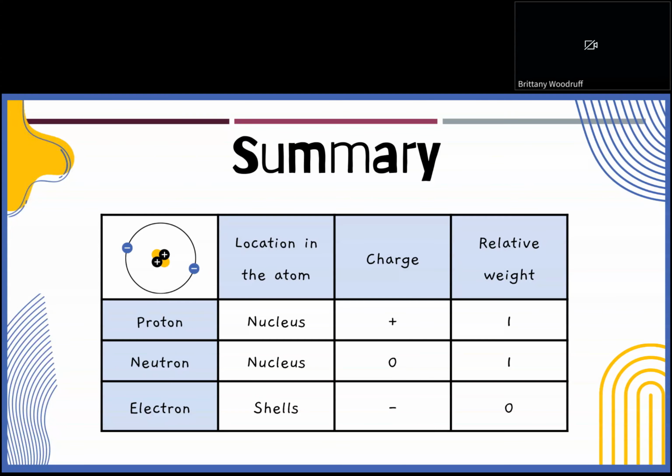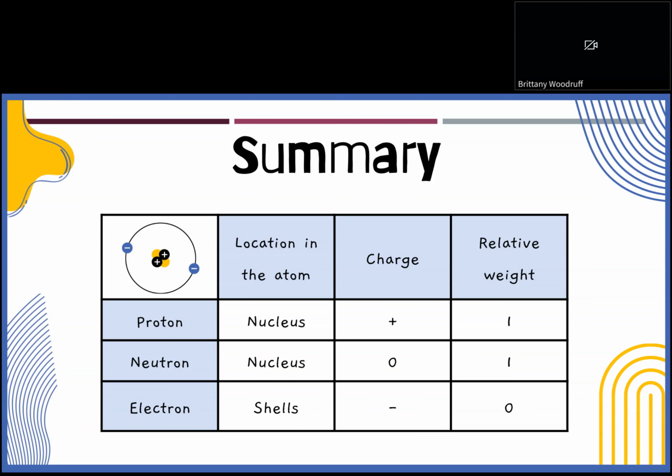You can include the relative weights if you want to. I'm never going to ask you how much something weighs or anything like that. But last semester we talked a little bit about it, so I still have them in there. But so, protons and neutrons are found in the nucleus, positive protons, neutral neutrons. Electrons are found in the outer area and they are negative.